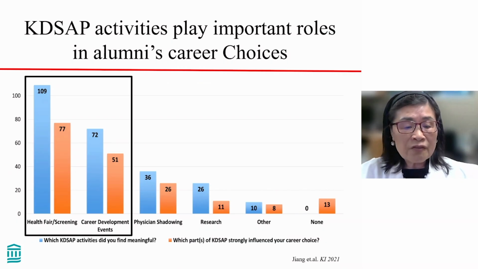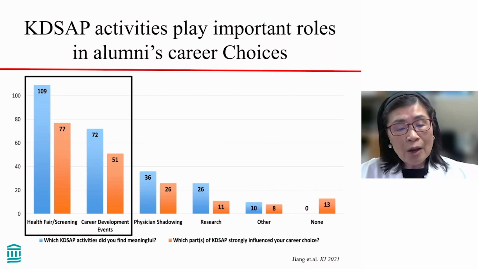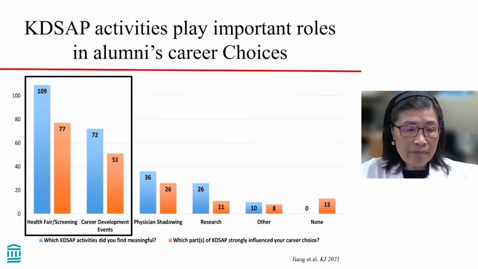Note that we also provide physician shadowing, but it's not the most influential factor for our students. I want to point out that research is not the most prominent, mainly because that's not the main focus of KDSAP, so it's a little bit unfair.